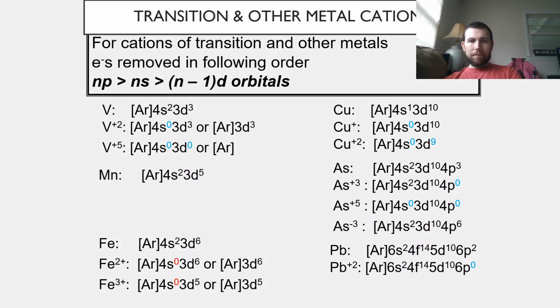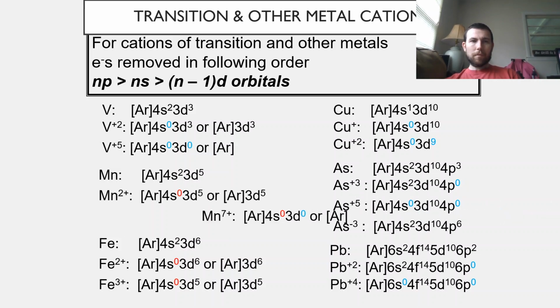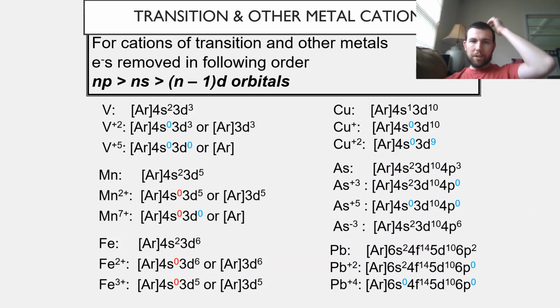Looking at lead, lead can form a 2 plus charge. We remove from that 6p sublevel. Or lead can form a 4 plus charge where we remove electrons from the 6s sublevel. Alright, manganese, got the 2 plus charge, removing the 2 electrons from the s sublevel. And if it's 7 plus, you're removing the remaining electrons from the d sublevel.